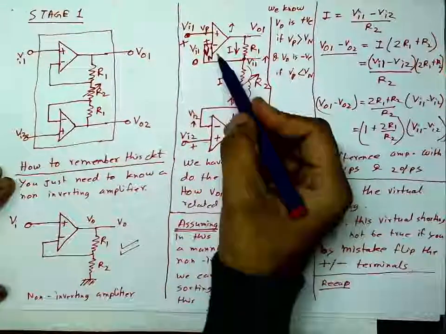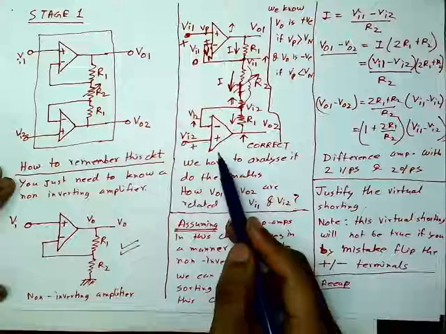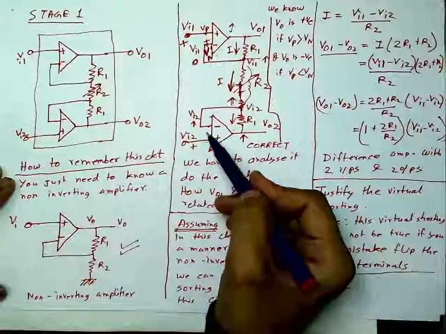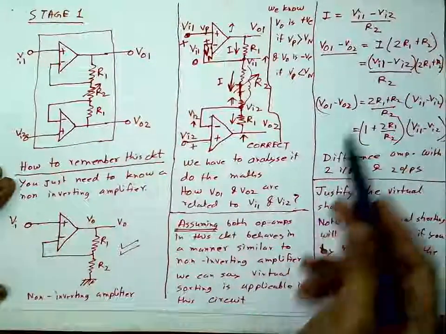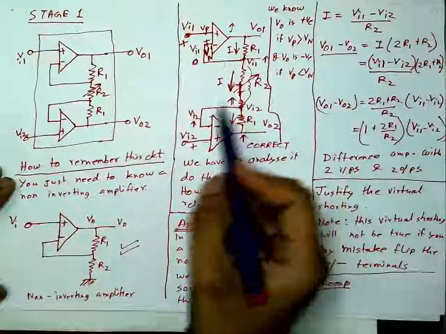Now you have to be careful about this plus minus. Here as well, plus minus. If this plus minus is reversed, this assumption of virtual shorting will not be true. This derivation will be wrong. So think about it.